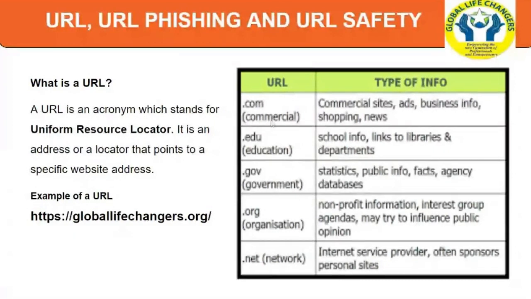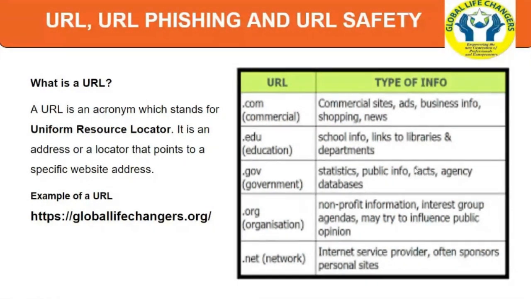We have the .com, which is mostly used by commercial people. So for commercial, the info you find there are commercials for commercial purposes. You find adverts there, you find business info, shopping, and news. And then we also have .edu, which is for education. So you find school information there. You find links to libraries and departments.